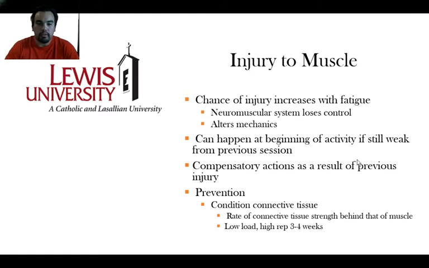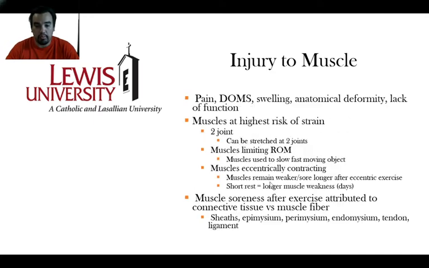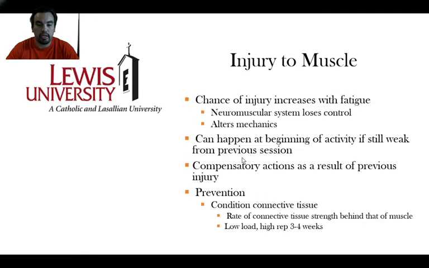And this can happen at the beginning of an activity as well if you're still weak from a previous session. So that's going back to that short rest equals a longer muscle weakness duration after eccentric workouts, right? But even with concentric workouts, you just have to be mindful that if I went hard the day before, I need to be thinking about what I'm going to do the 2 days after that, because I could still have weakness and my muscles may not be able to put out the same amount of force as they would if they were healthy. And that would lead to more of these compensatory actions as a result of the previous injury.